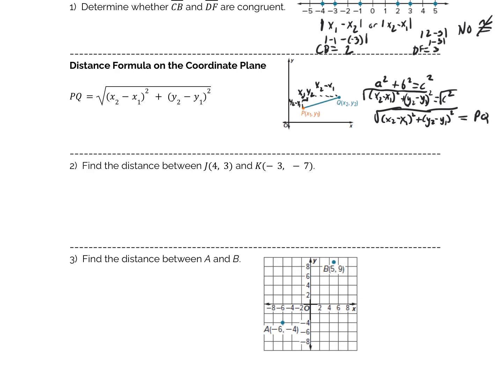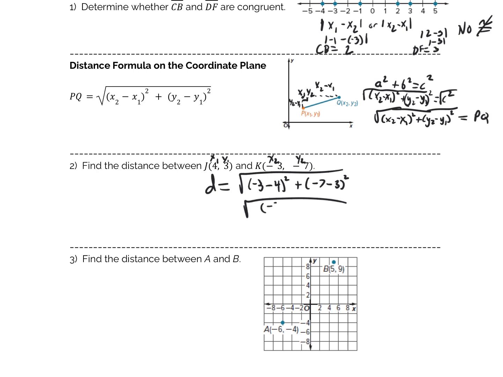Alright, so the distance between J, which is at 4, 3, and K, which is at -3, -7, we can label that x sub 1, y sub 1, x sub 2, y sub 2, and then just plug it in. Distance is equal to, let's see, we'll do -3 minus 4, and then we'll square that, plus -7 minus 3, and we'll square that.